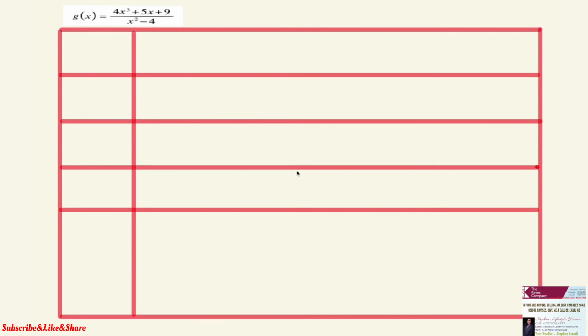We put x here, and negative infinity, and we put negative 1, and we put negative 2, and we put 2. What does it mean? Where are they coming from? Negative 1 is where the numerator is equal to 0, and negative 2 and 2 are where the denominator is equal to 0. On the other side, we put 4x to the third plus 5x plus 9. We put here x squared minus 4, and we put here j of x, and we put here cg.